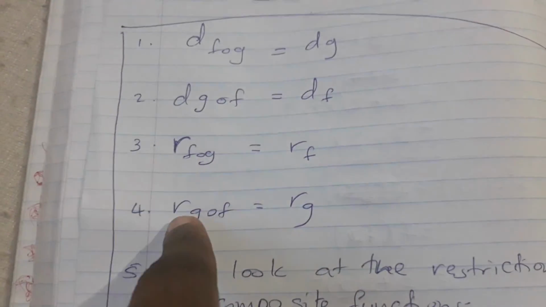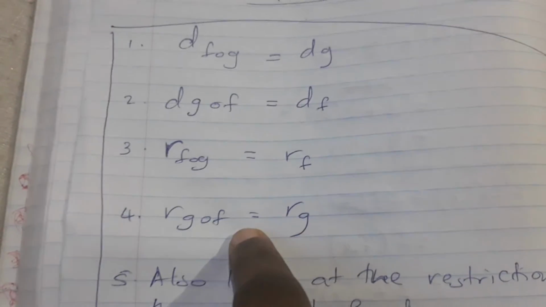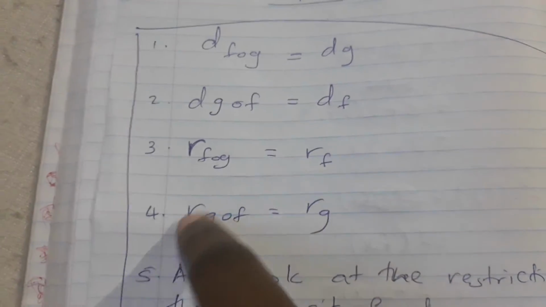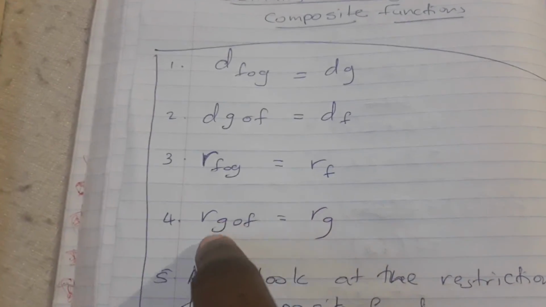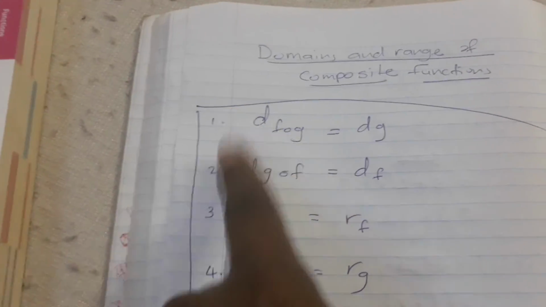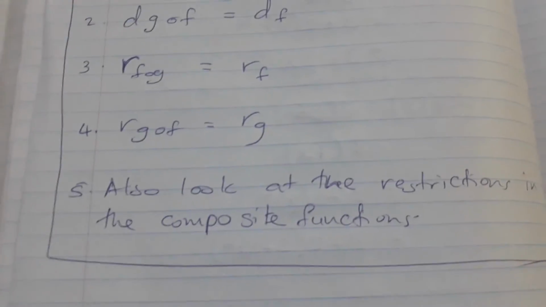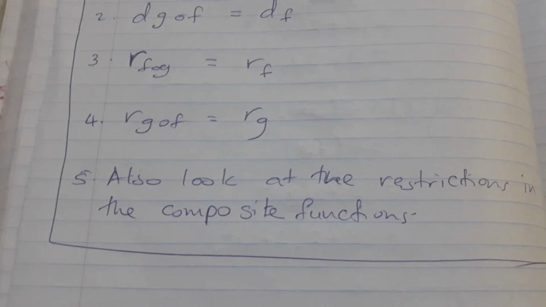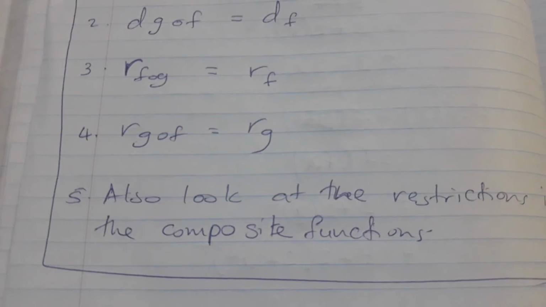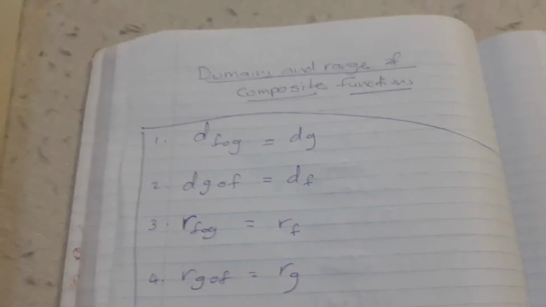Range of the first function. If I have to find the range of g of x, then the range of the entire composite function will be the same as the range of the first function, and the domain will be the same as the domain of the second function. Okay, right? Also, if there's a fractional function, we'll just have to take care of the restrictions. If there's a case like that, I'll let you know. But for now, we will continue.